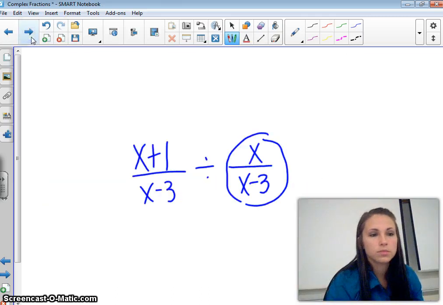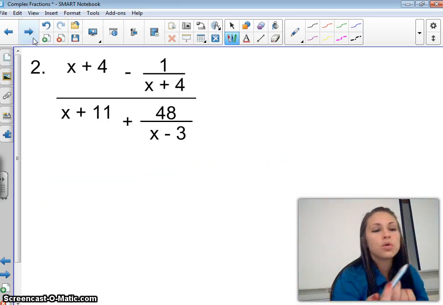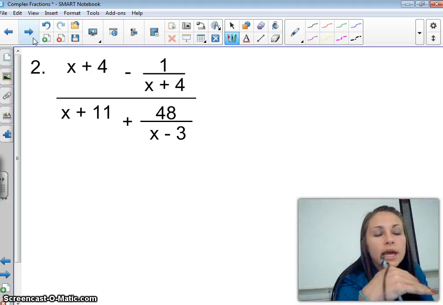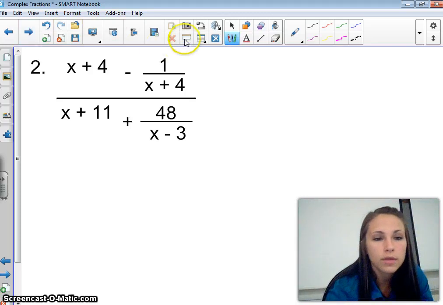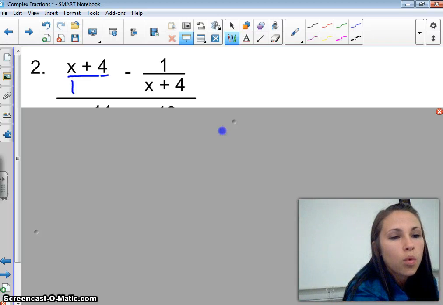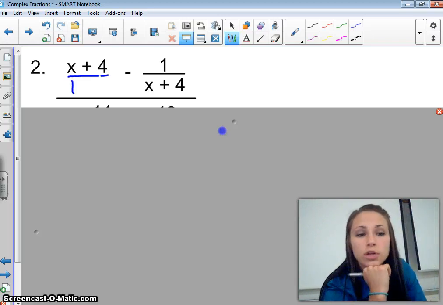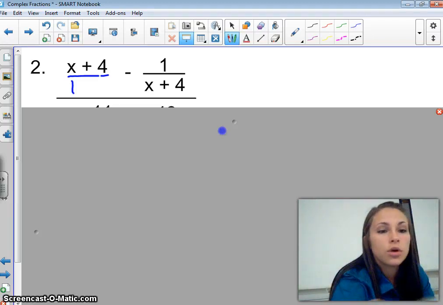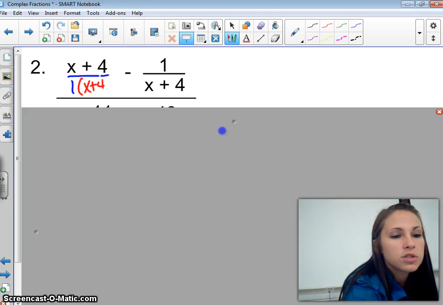Alright, number 2. So this one, if you have one that doesn't have a denominator, I'm going to work with, again, just the first top of that fraction right here. This is kind of like a 1 that's under there. Okay, so I'm going to stick a 1 under there just to hold that place. So the first fraction needs an x plus 4. So I'm going to make this x plus 4, x plus 4.